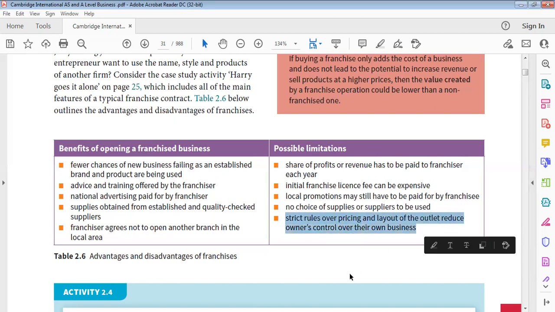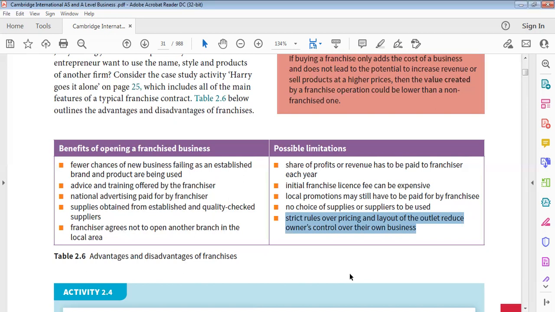Yes, price. So almost everything is determined by the franchisor, the main company, the original company. You are the franchisee, and the original company is the franchisor. So everything is determined. You are just working like a puppet, nothing else. You are working according to their rules. You are making money, and you're giving most of the money to them.